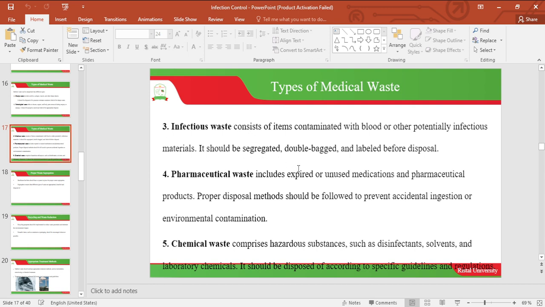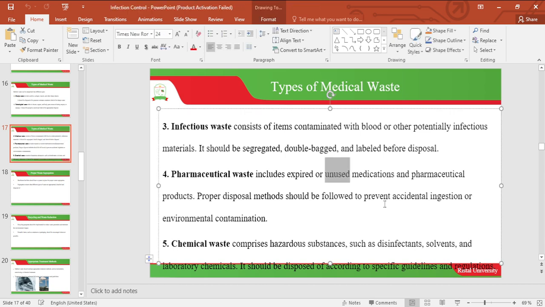Let's continue with the types of medical waste. We have infectious waste. Infectious waste consists of contaminated blood or other potentially infectious material. Infectious waste should be segregated, double bagged, and also labeled for appropriate disposal. Then we have pharmaceutical waste.